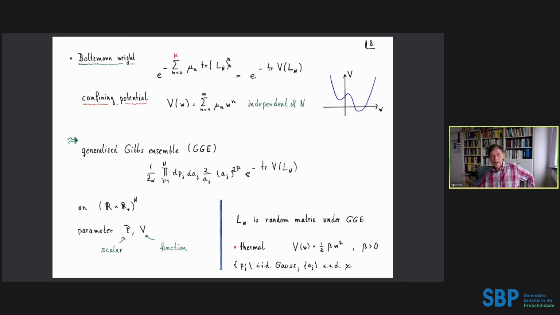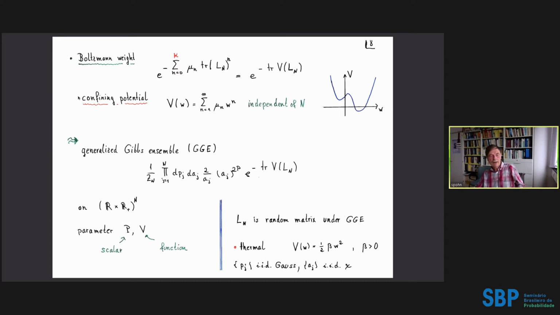It's trace L to the n. But you see, if you pull this sum inside, I just get a function of that matrix. And so I can also write it as e to the minus trace of a function of that matrix. And of course, this function is defined by what I've written. It's just a power series expansion given over here. But maybe this power series expansion is more a way of writing it down, and I should not take it too seriously. What I really should take seriously is this formula, and this function I call the confining potential.